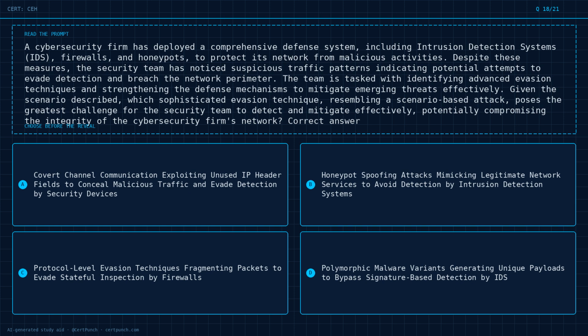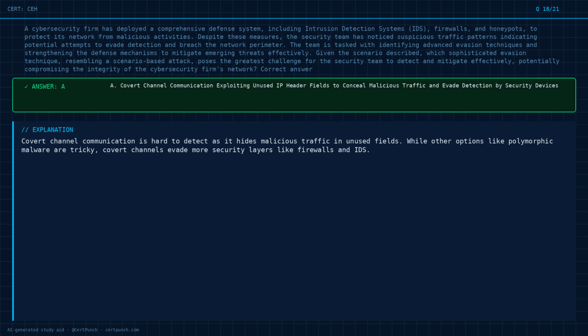Choose the best answer before the reveal. Commit to it now. The answer is Option A. Exam logic. Covert channel communication is hard to detect as it hides malicious traffic in unused fields. While other options, like polymorphic malware, are tricky, covert channels evade more security layers, like firewalls and IDS.